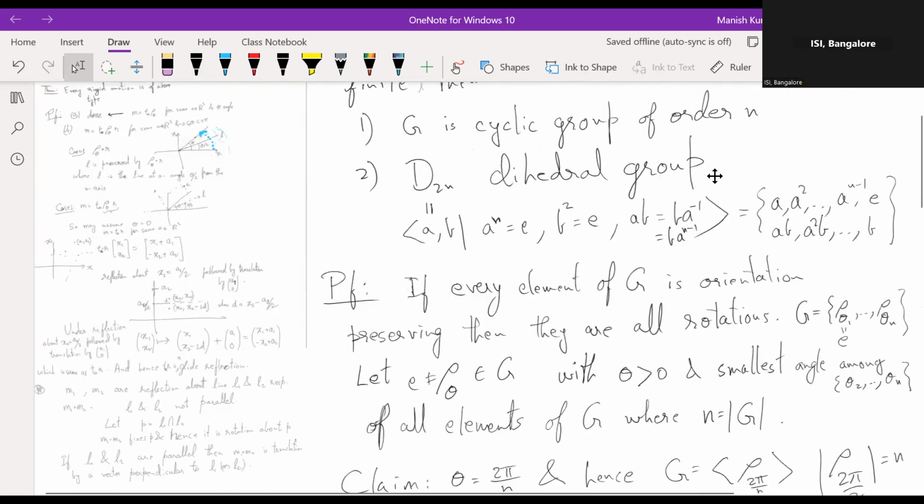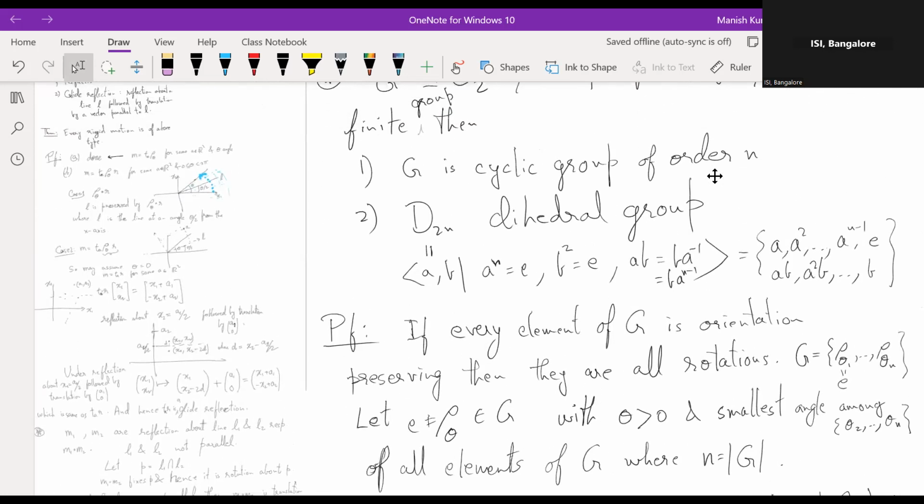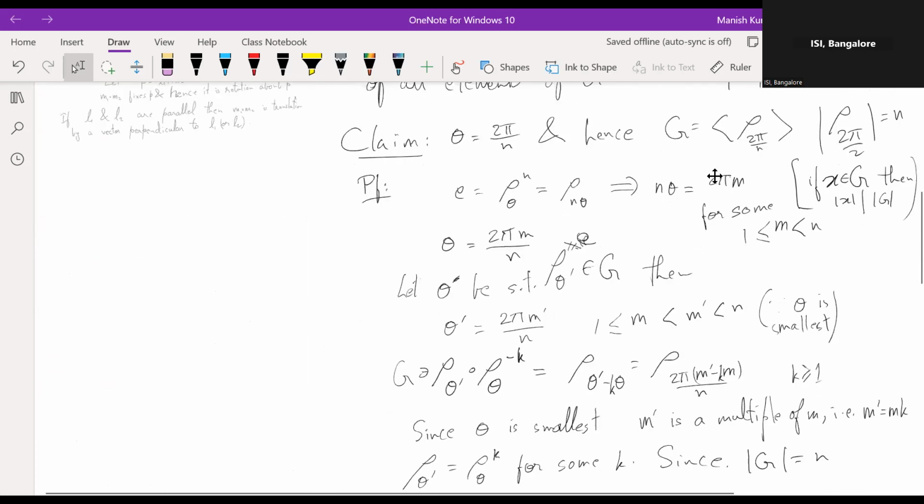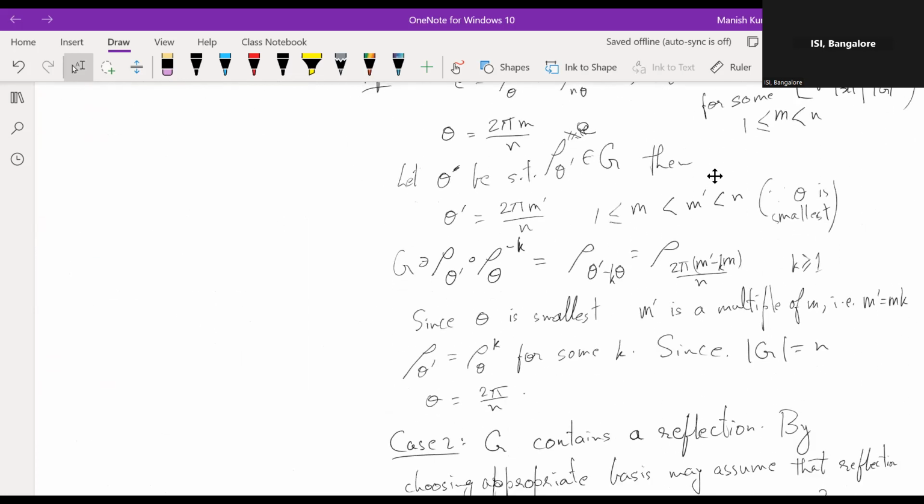So this does the case when every element of G is orientation preserving. Then this finite group must be generated by rho 2 pi over n. Now assume G contains a reflection.